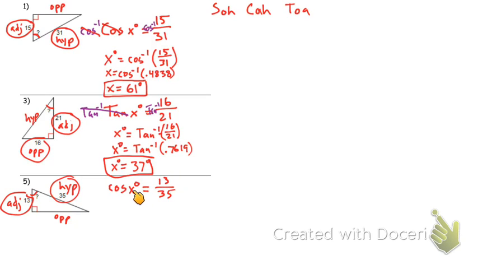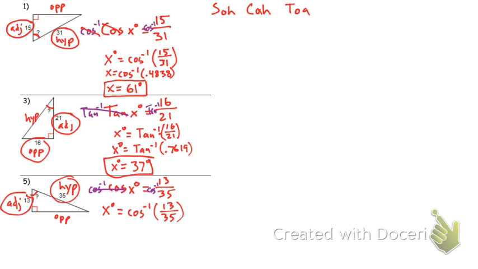Okay, and then we do this again. We need to get rid of cosine to solve for x. To get rid of that, we do inverse cosine to both sides. Inverse cosine and cosine cancel each other out, and we're left with this equation to solve. X degree equals cosine -1 of 13 over 35.